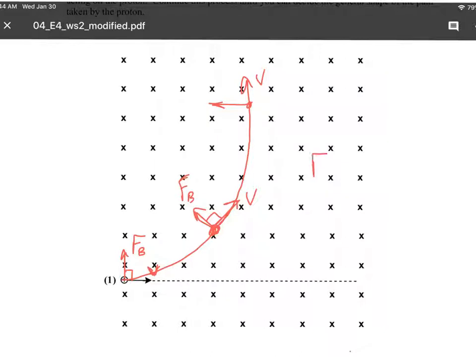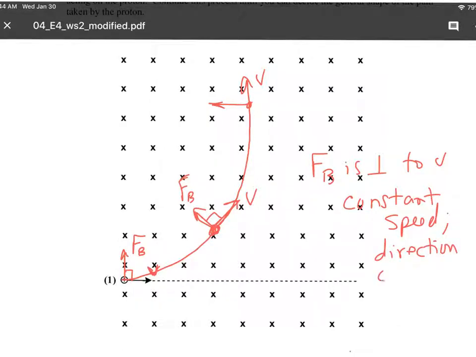Because that magnetic force is perpendicular to the velocity at all points along the path, there's no work being done. Because remember, in order to add energy to the system, there has to be at least a component of the displacement parallel to the force. So if no work is done, no energy is added to the system. So there's no increase in kinetic energy, there's no increase in speed. So it's constant speed. That doesn't mean it's not accelerating, because the direction is changing every instant. So that's circular motion.